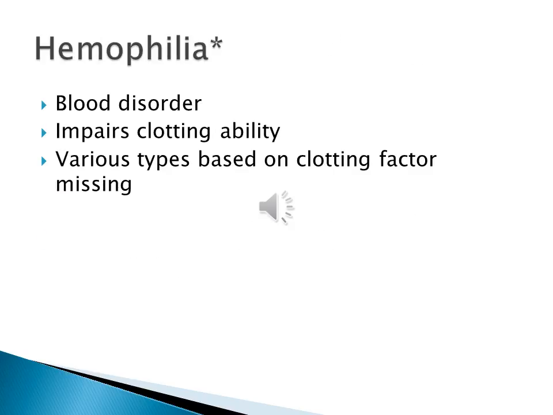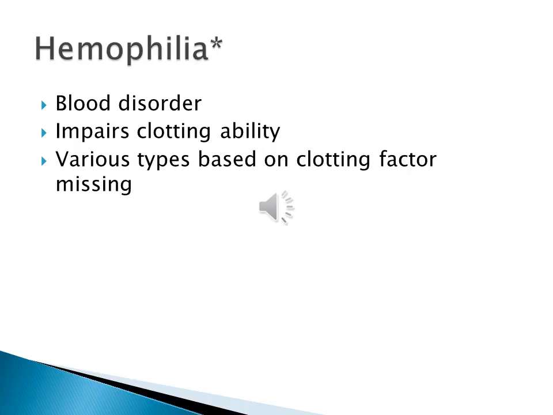Hemophilia is a blood disorder that impairs clotting ability. This is going to affect the platelets, which are responsible for the clotting mechanism. There are various types of hemophilia. I'm not making you responsible for knowing all of the individual types. You should be able to recognize that they are forms, but I'm not going to make you recognize all the different types and all of the different clotting factors that aren't present in those individuals.